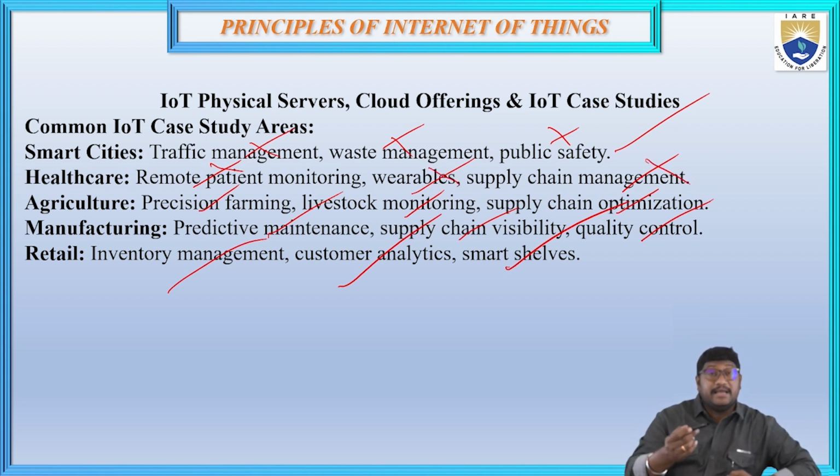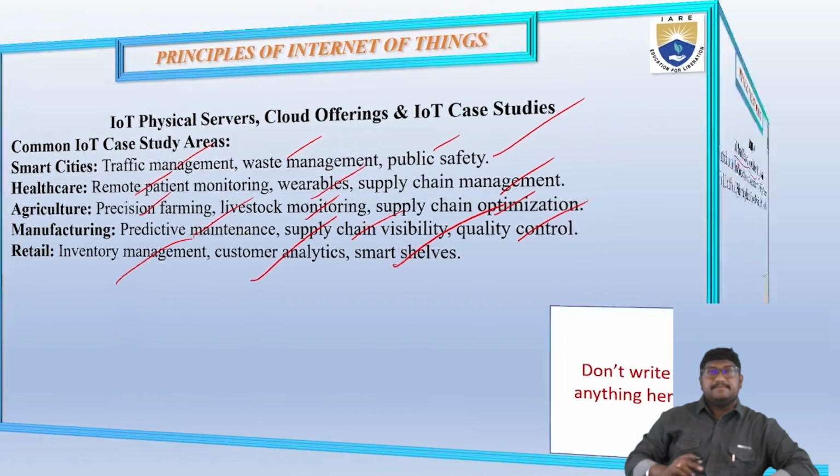All these are related to the healthcare industry. Coming to agriculture: precision farming, livestock monitoring, and supply chain optimization play a major role in agriculture. Coming to manufacturing: predictive maintenance, supply chain visibility, and quality control play a major role. Coming to the retail industry: inventory management, customer analytics, and smart shelves. All these are a part of these IoT case study areas.